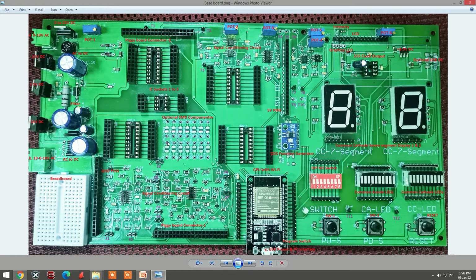Some optional components we didn't mount. In future, if you want to add any more SMD components, any resistors or capacitors or inductors, you can mount them here. It is a choice. Okay, so that is one resource.